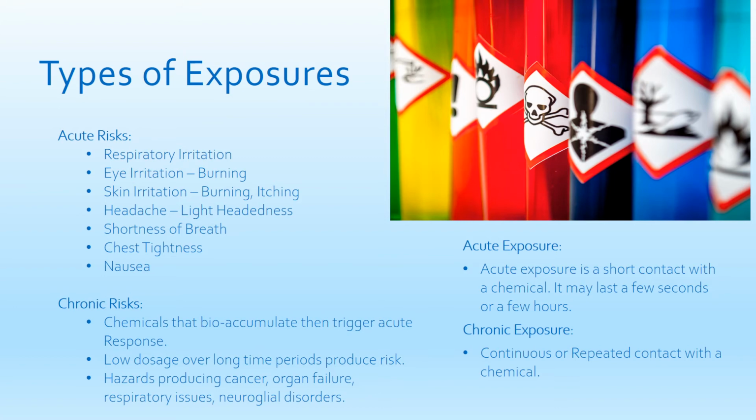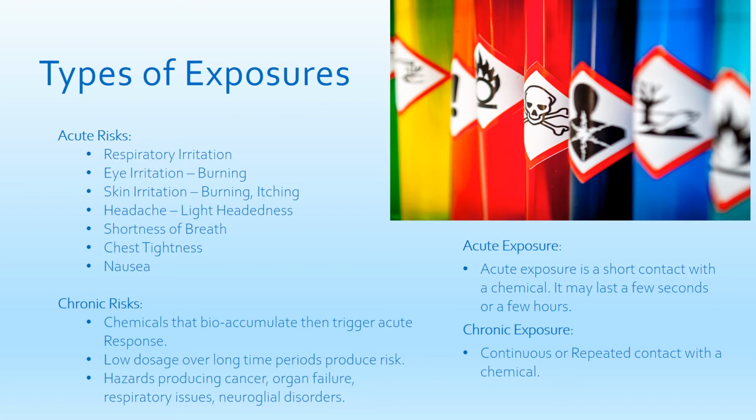Along with that could be chronic exposures, which is continuous or repeated contact with a toxic substance over a long period of time. Could be even hours, months, or years. If a chemical is used every day on the job, the exposure would be chronic. Over time, some chemicals, such as PCBs and lead, can build up in the body.